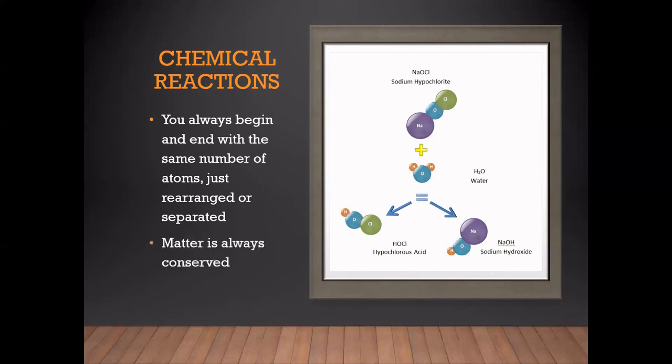Matter is always conserved. As you can see in this diagram, we start out with our reactants, which are sodium hypochlorite, which is sodium, oxygen, and chlorine, and water, which is H2O. When we react these together, we get hypochlorous acid, which is HOCl, and sodium hydroxide, which is NaOH. All of the atoms are still there. We still have two hydrogens, two oxygens, a chlorine, and a sodium, but they have been rearranged and separated.